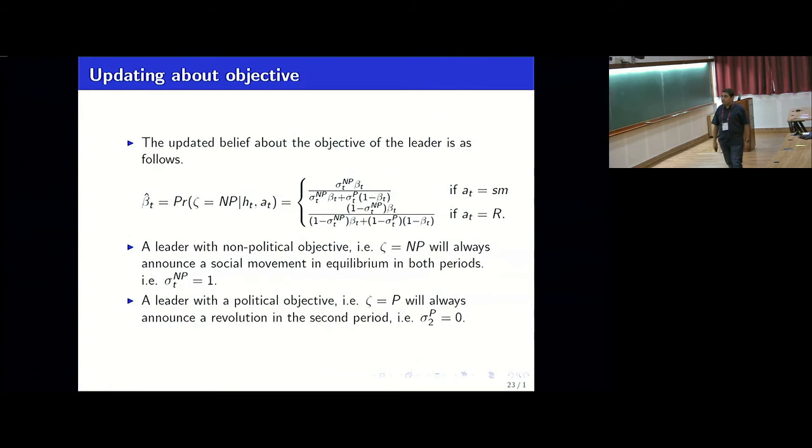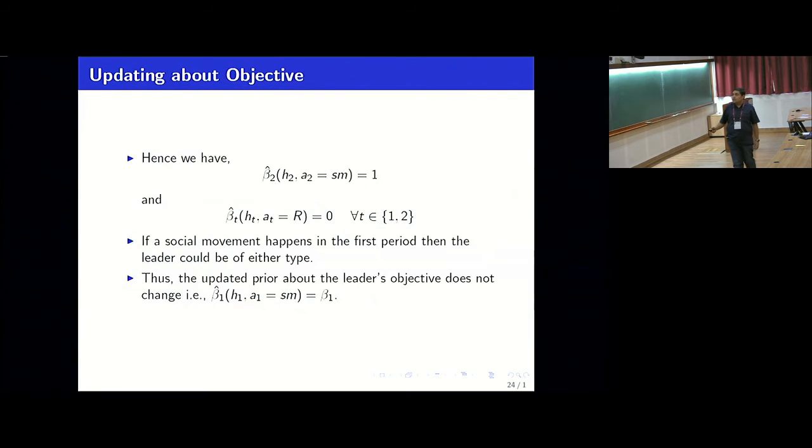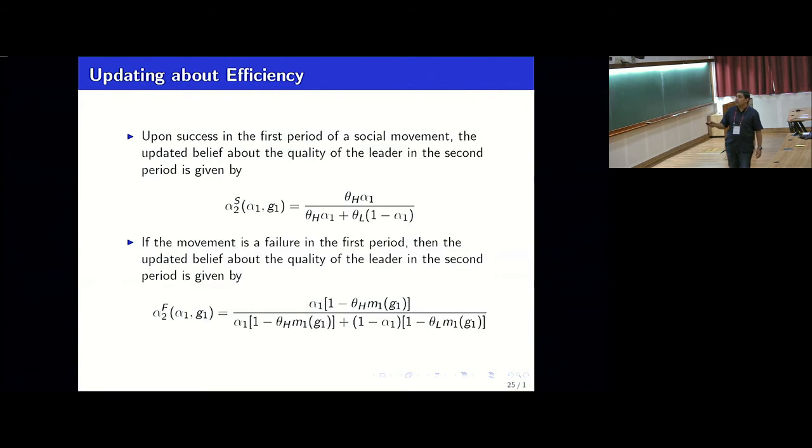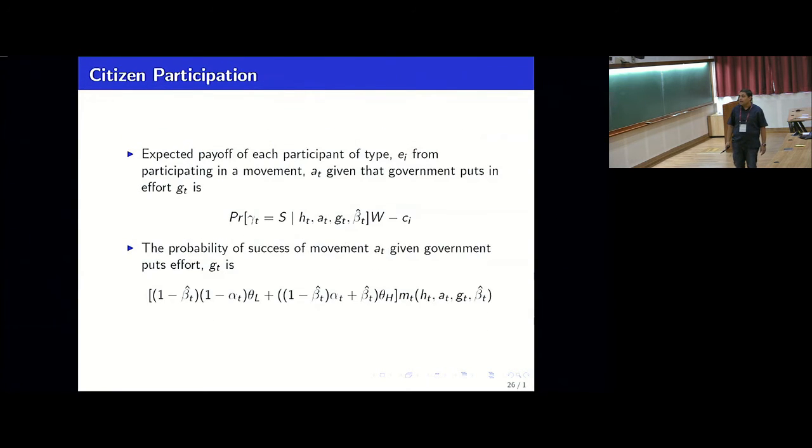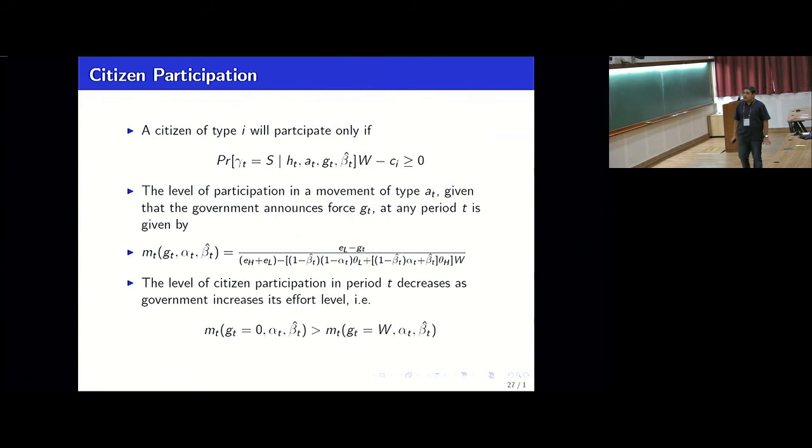Okay, so these are the Bayesian updatings that happen when there is an announcement of a movement, and I'll just skip. And these are the updatings at the end of period one, upon success or failure of the movement at the end of period one. Okay, so I'll just skip all these nitty-gritty details.